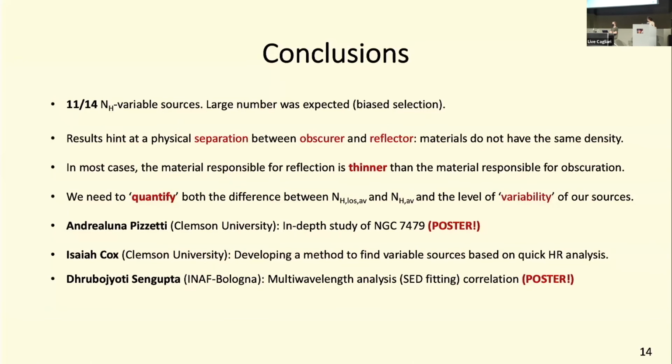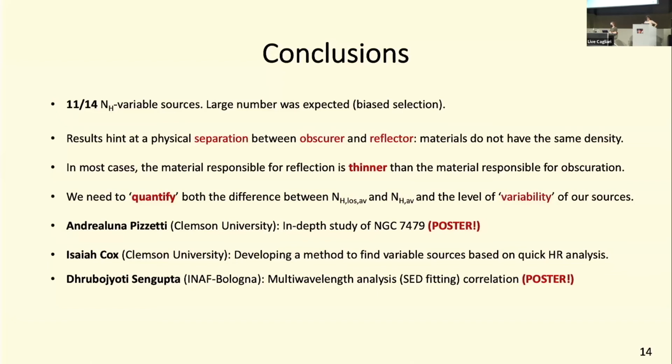Something that we still need to do so far is find a way to better quantify these results so that I don't need to show them in such a qualitative manner, by quantifying how variable our sources actually are and how much different the average value of the line of sight NH that we see at different epochs is from the NH of the reflector.